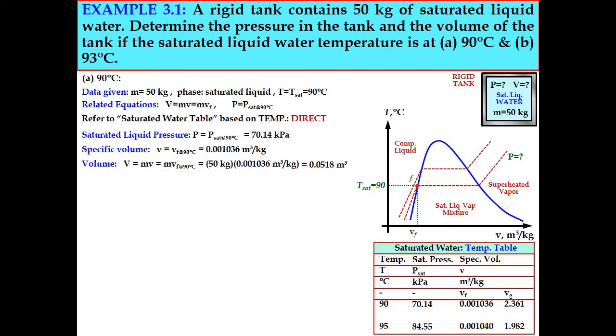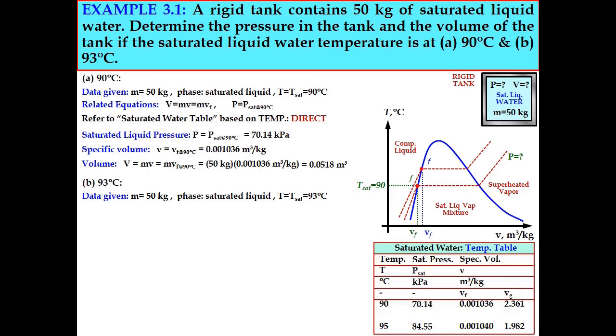Okay, so we already answered both, where we already determined the pressure in the tank and also the volume of the saturated liquid at 90 degrees Celsius. Now question B, using a different saturated temperature, where now our T saturated will be 93 degrees Celsius. We'll use the same method, where we have the data given: 50 kilogram, phase saturated liquid, and T saturated now equal to 93 degrees Celsius.